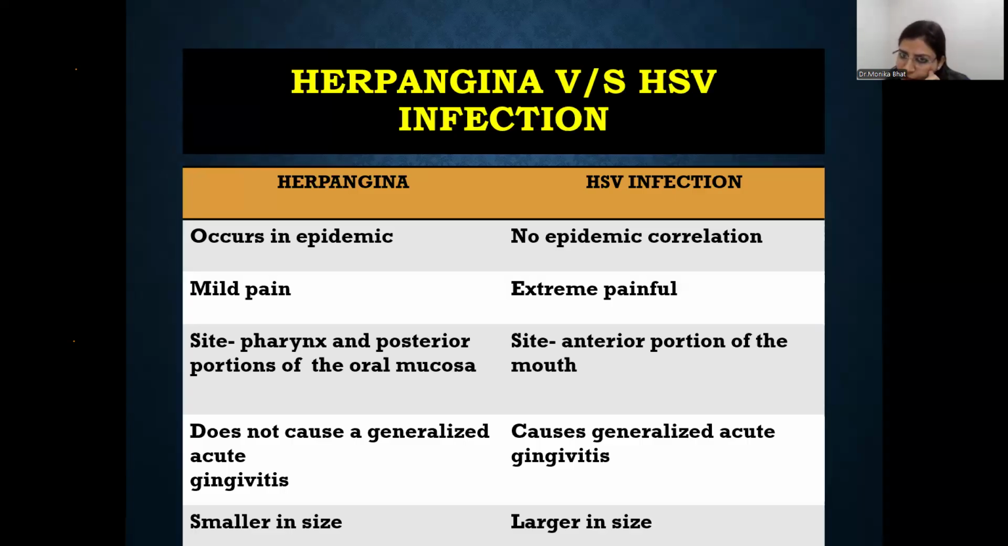From the viva point of view, there is a differentiating feature between herpangina and HSV infection. Herpangina is epidemic associated, that is in summers, and in a localized area it will be seen in children, while HSV has no epidemic correlation. Mild pain is seen in herpangina, while extreme pain is seen in HSV infection.